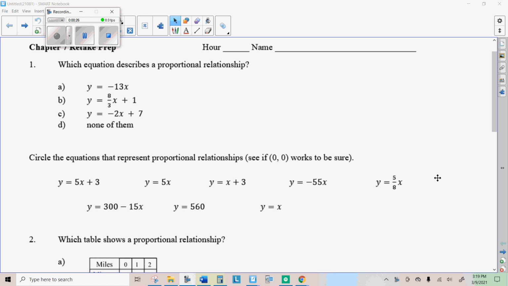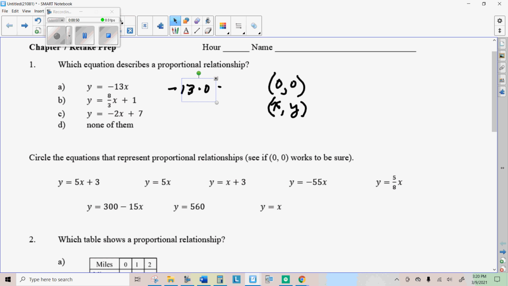In order to have a proportional relationship, the values 0, 0 have to make it true. If you remember, the first number is x, the second number is y when you write an ordered pair. If you put in 0 for x, so if I take negative 13 times 0, if your answer is 0, then that's the proportional one. So the first one actually works on this one.